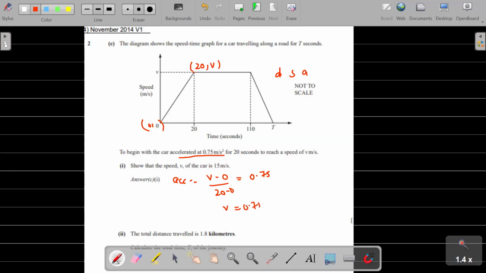Now let's simplify, v equals 0.75 times 20. This 20 will come to this side and multiply, then we will be separating that v. Now Fatma, 20 times 0.75 is 15. So our velocity is 15 meter per second. Clear Fatma?